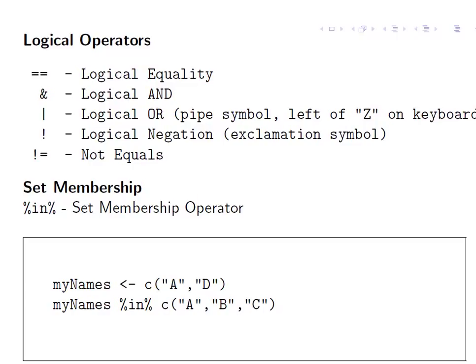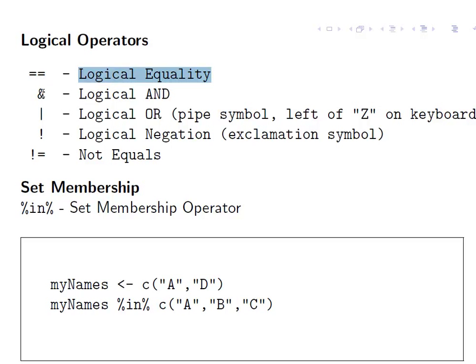So first off we have the two equal signs, that's logical equality. The AND sign, logical AND, the ampersand. This little pipe symbol, it's between the shift key and your Z key, and it's what happens when you press shift. So it's the OR symbol, I suppose. Pipe symbol is what it used to be called. It's just to the left of the Z on your keyboard.